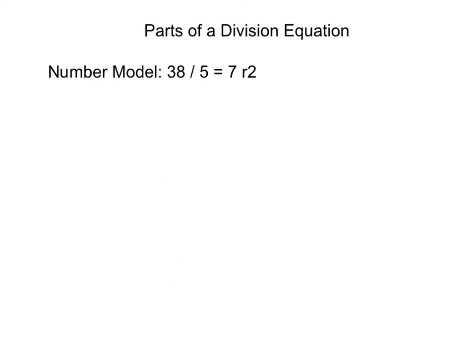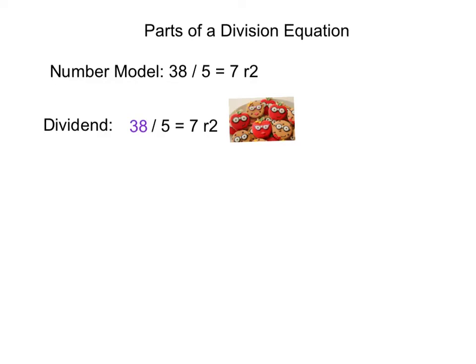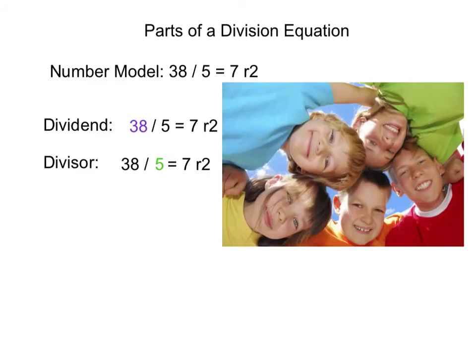Now we're going to look at the number model. This number model says 38 divided by 5 equals 7, remainder 2. The first number in a division equation is called the dividend. When you're thinking about the dividend, that is the number that you are dividing. I usually think of the dividend as cookies. The dividend is the number of cookies that you have. Next is the divisor. In this number model, 5 is the divisor. The divisor is the number that you are dividing by. You can also think of it as kids, the number of kids who want to eat all the cookies.